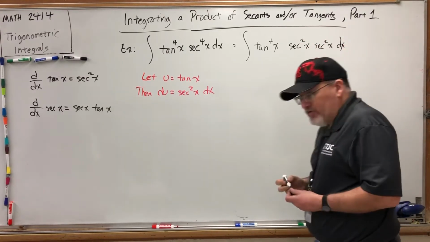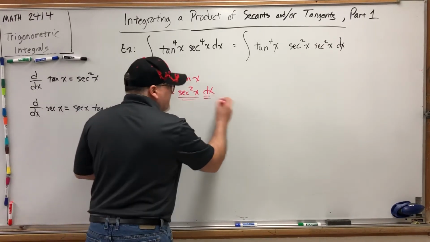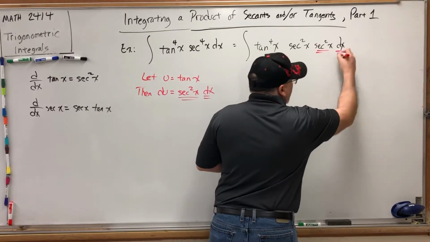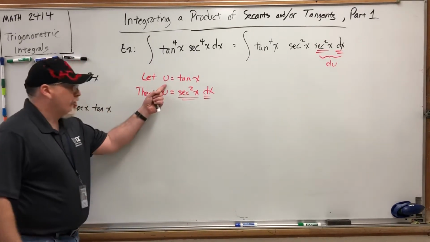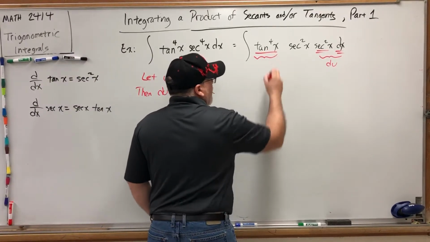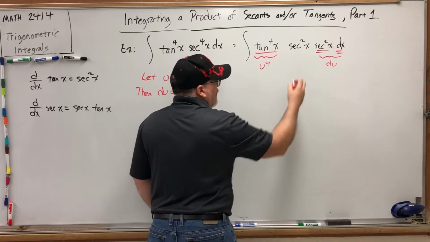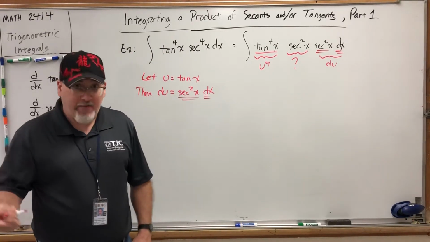All right, let's take inventory. My du needs a secant squared x dx, which I have. So all this will become du. The trig functions I want are tangents. Those are going to become u's. So this will become u to the fourth. But what do I do with the secant squares? Those are my unwanted trig functions.